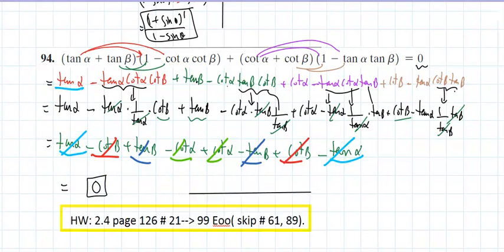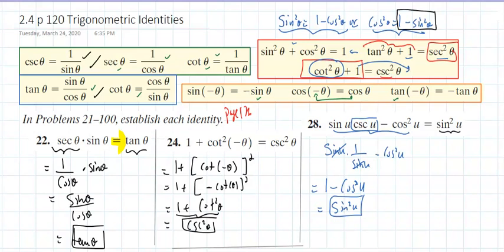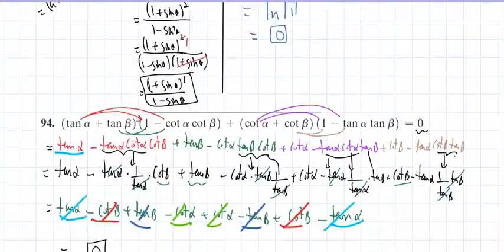Let me list the homework, and there's the homework. Page 126, you're going to do numbers 21 through 99 every other odd. Skip number 61 and 89. Did I give you a page number on this? Sometimes I get carried away. Yeah, there it is. Page 126. That doesn't look pretty. We have time to write that down. This is on page 126. And there's the homework.